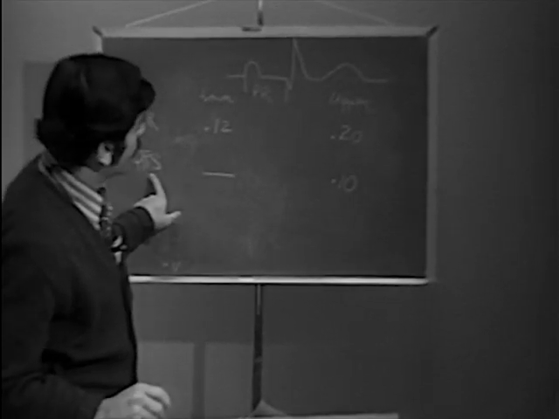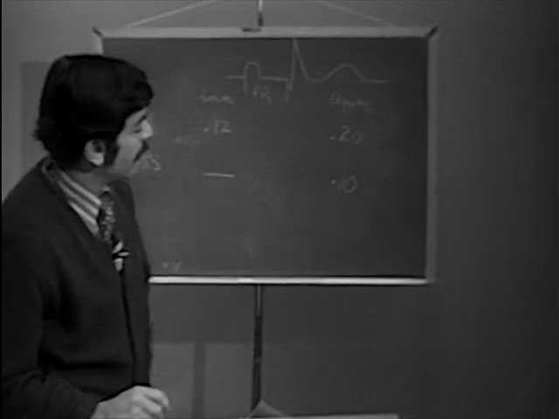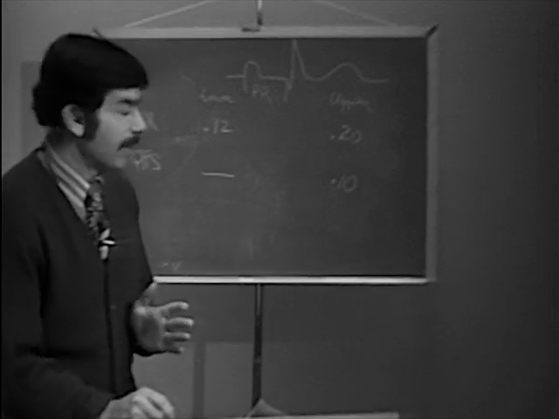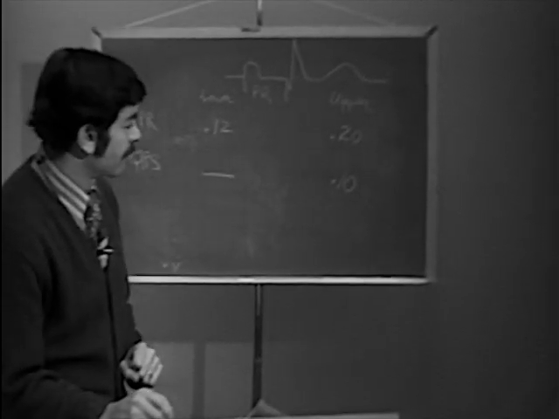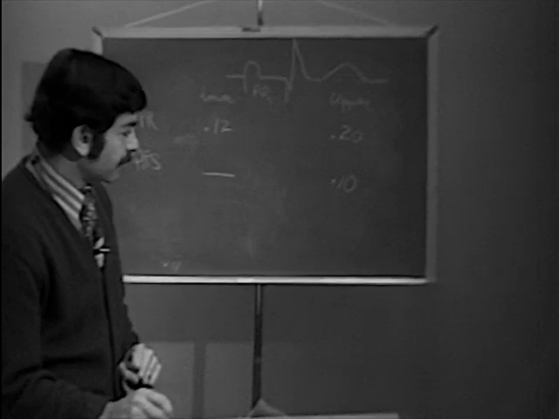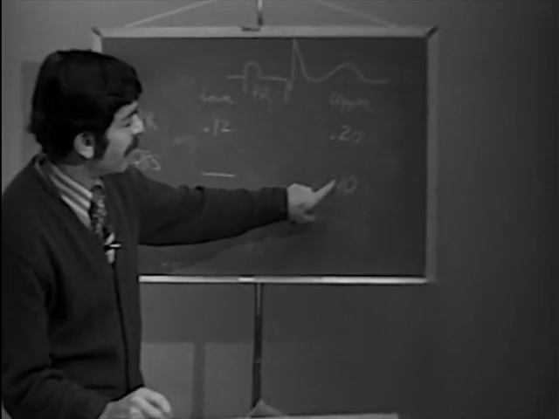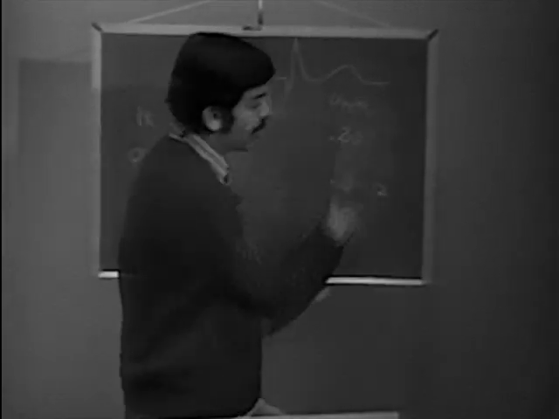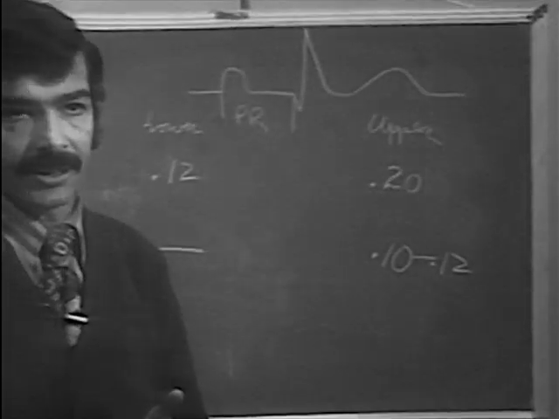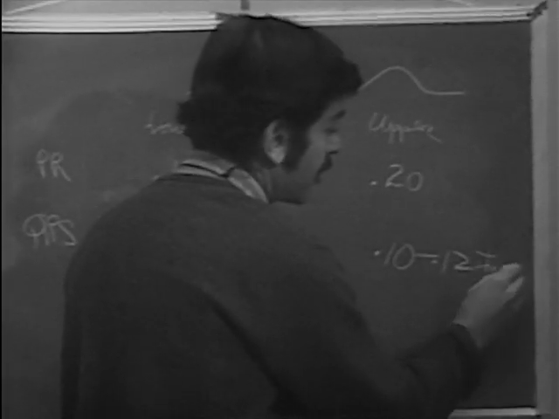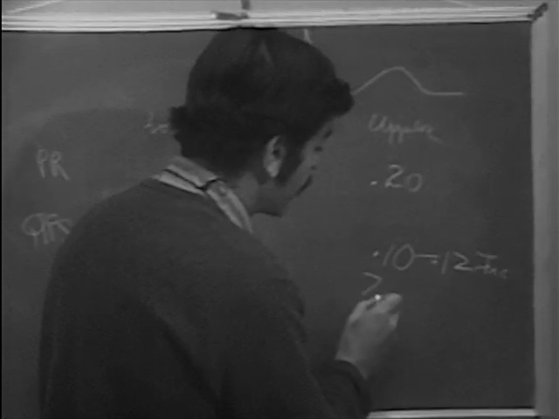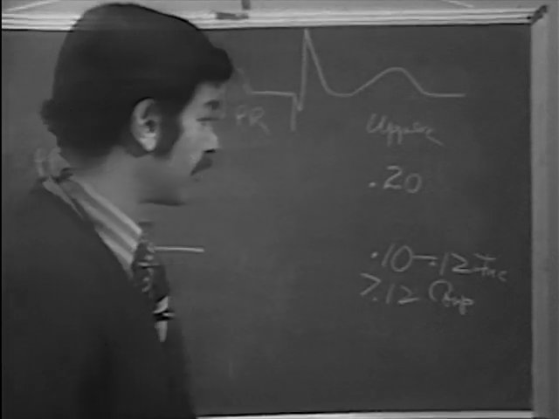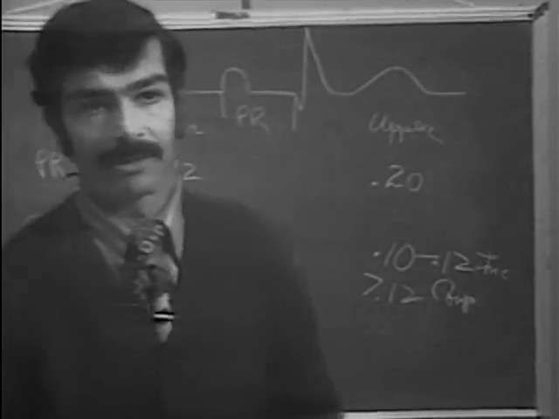So if the QRS is greater than 0.10, what are we dealing with? We're dealing with a conduction disturbance below the AV node, or a conduction disturbance through the ventricles. If the QRS is between 0.10 and 0.12, we're dealing with an incomplete conduction disturbance, whereas if the QRS is greater than 0.12, it would be a complete conduction disturbance. For instance, incomplete versus complete bundle branch block.